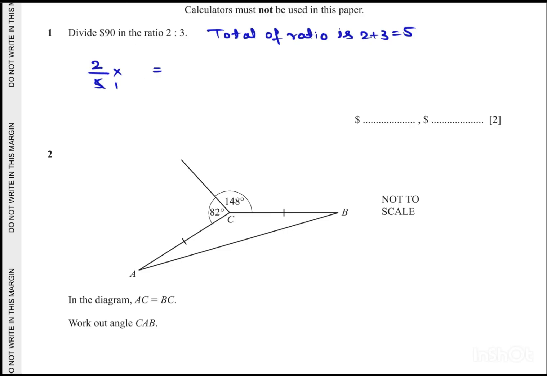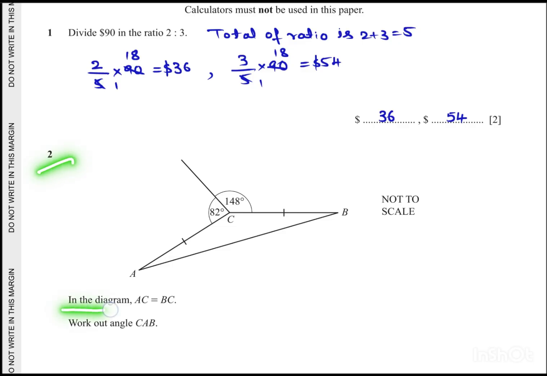5 times 1 is 5, or you divide 90 by 5, it is 18. 5 ones are 5, 4 remains 40 and 8. 2 into 18 is 36. So $36 is this part, the 2 part, and for 3 it is 3 by 5 into 90, that is 5 ones are 5, 5 18s are 90, then 3 into 18 is $54. So the answer is $36 and $54.